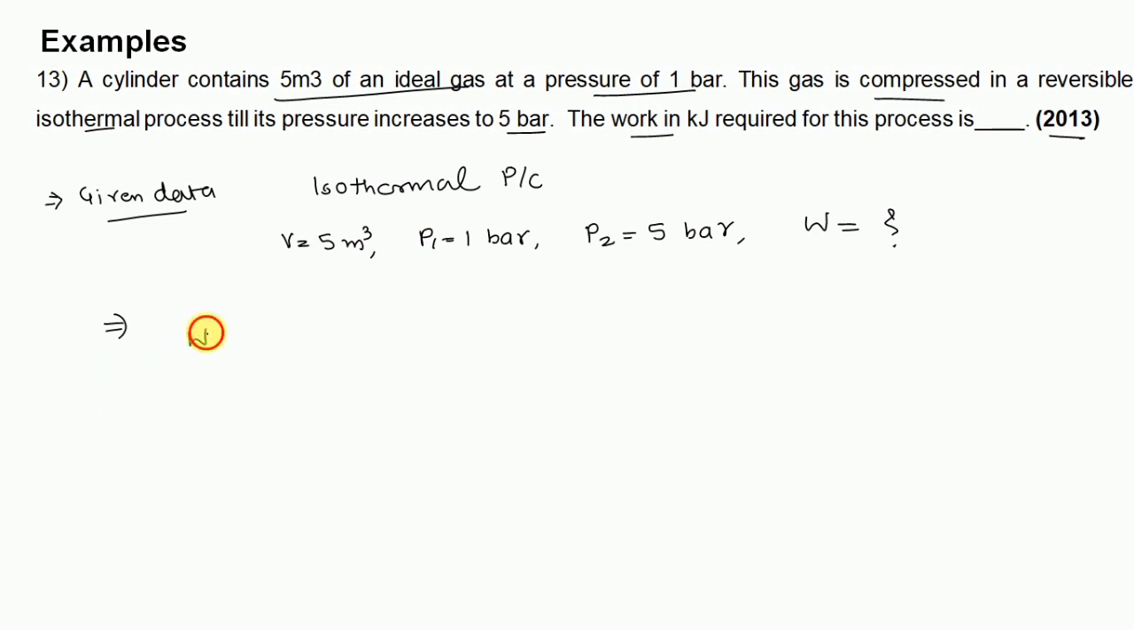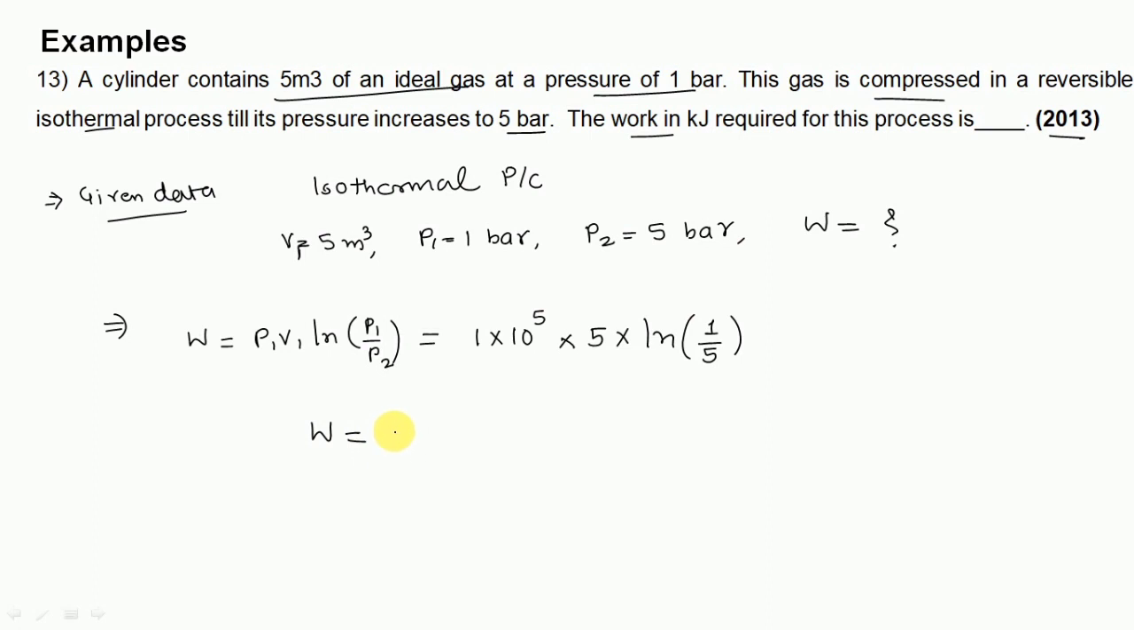So work W is equal to P1 V1 Ln of P1 by P2. This equation we already derived in our previous slide for the isothermal process. P1 is 1 bar, but here we have converted it into Newton per meter square, so 1 into 10 raised to 5. V1 is the initial volume, and it is 5 meter cube. P1 is equal to 1 bar, P2 is equal to 5 bar. So put the values and find the answer.